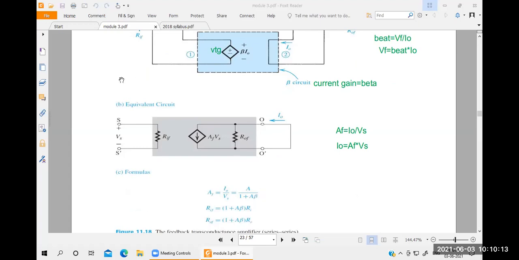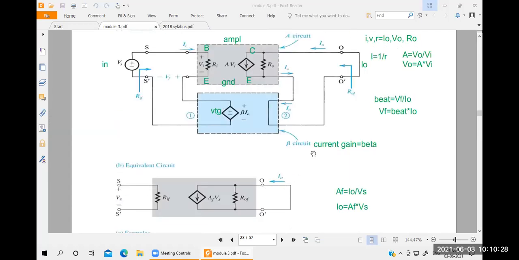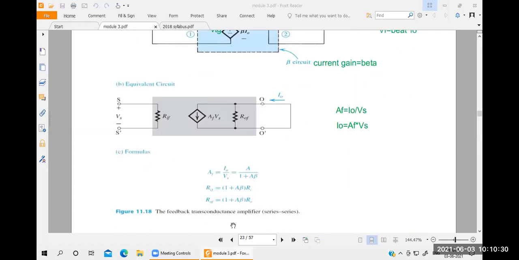After that, you find out the RIF. So what is RIF here? Input resistance with feedback. What is the value here? 1 plus A beta into Ri. Remember this one. Then you take ROF, the total output resistance with feedback. That is 1 plus A beta into R0, because this one is a series to series connection.